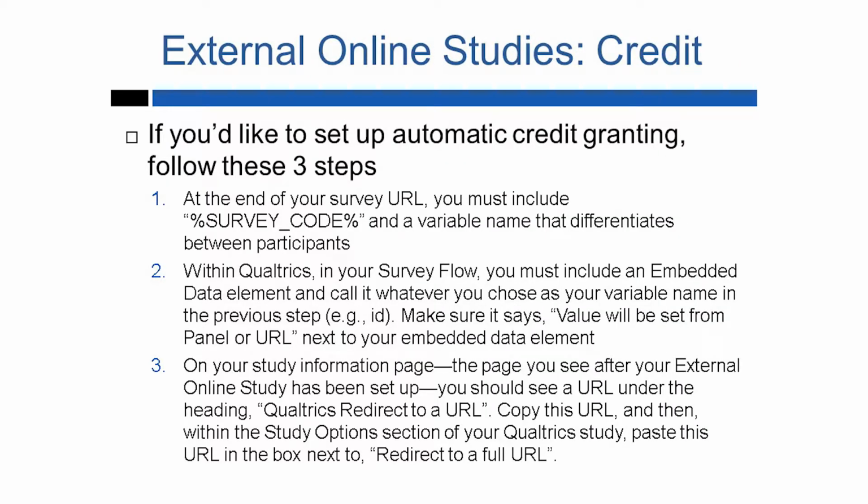If you are granting credit automatically, there are a few more steps. What you will also do is copy the URL on the Sona side and insert that into your Qualtrics survey along with a variable name that will differentiate across the participants when they participate. The exact text can be found in the Researcher Manual and as well on the screen in front of you.